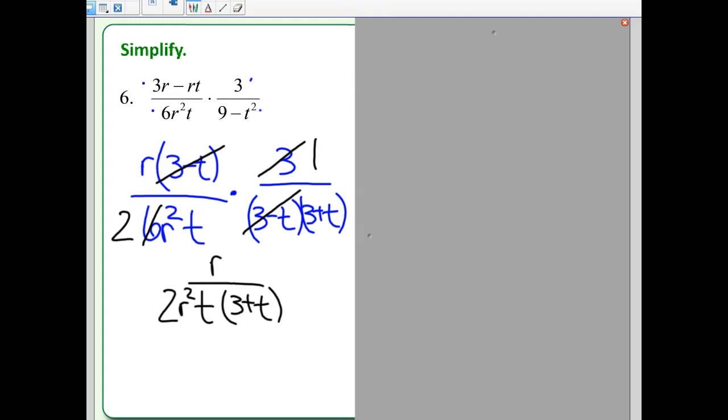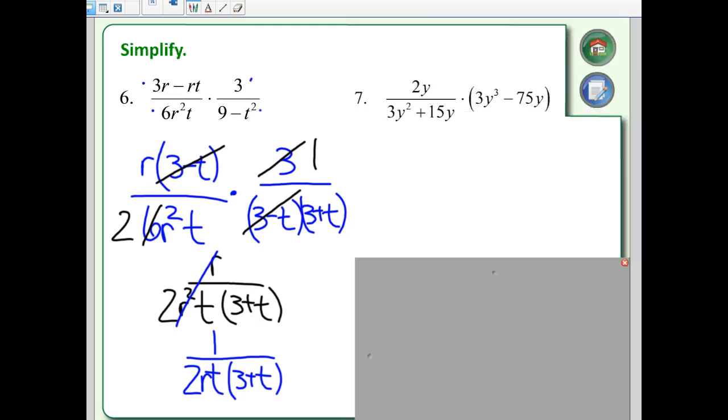Now, check it out. Just like we did in 6-1, are there any letters that are the same top and bottom? Yeah, those r's are the same. So what do we do? That's right. We subtract and put the answer back where the bigger exponent is. So we're going to be left with a 1 in the numerator, 2rt times 3 plus t. Great job.